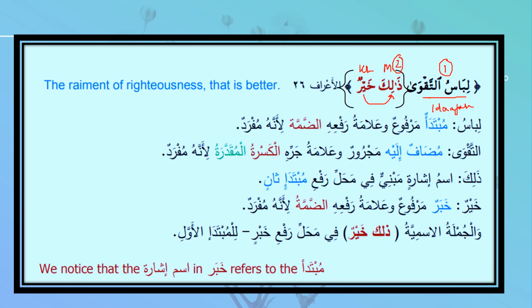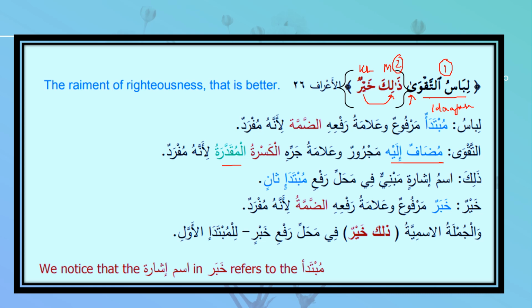So libasu is mubtada, and you can also say mudaf for taqwa. But even if you don't say mudaf for taqwa, your i'rab is still correct. Taqwa is mudaf ilayhi, majrurun wa alamatu jarrihil kasra al-muqaddara. Why is it muqaddara? As you can see, there is an alif makhsura, so we cannot put any haraka over it or below it. So it will be assumed.